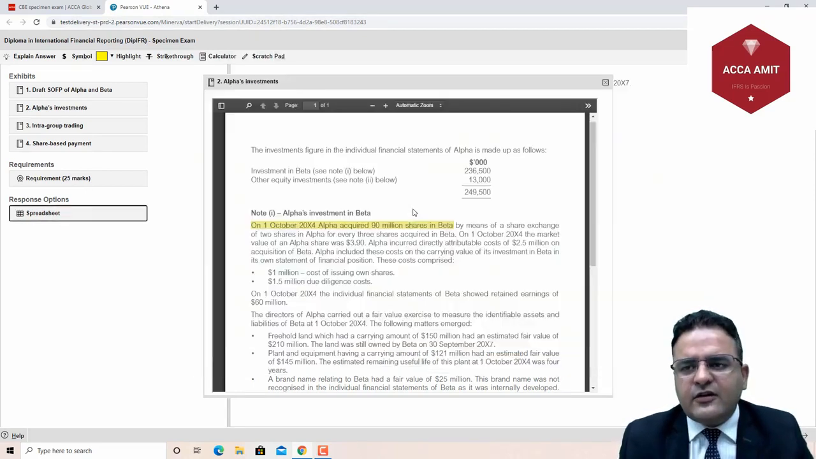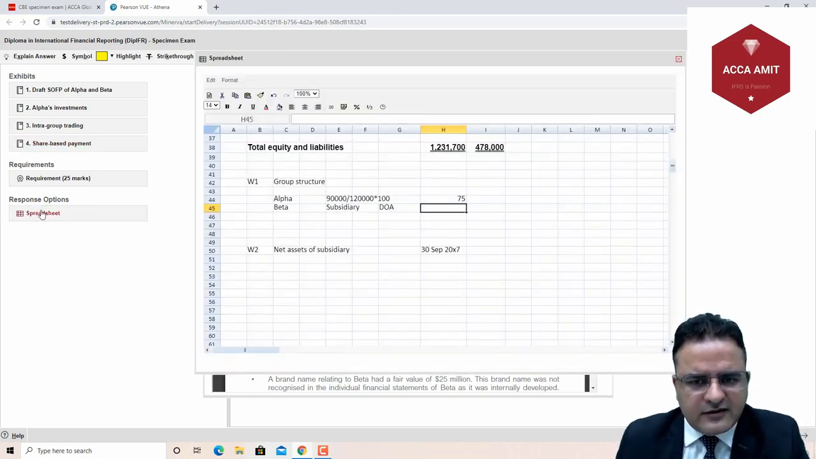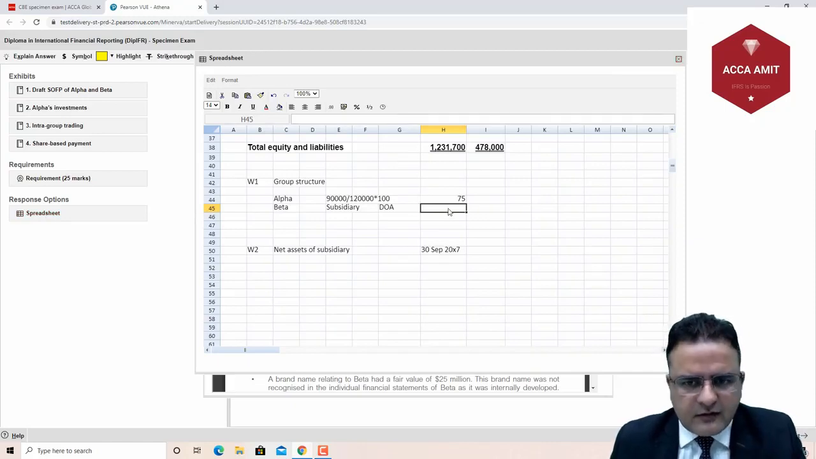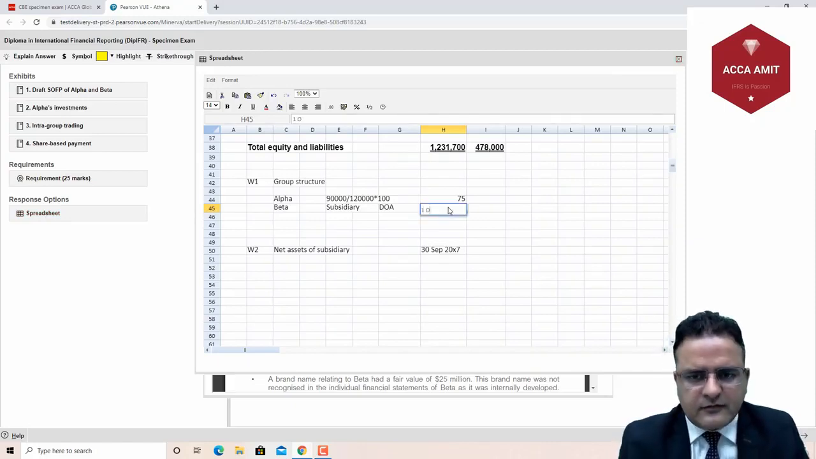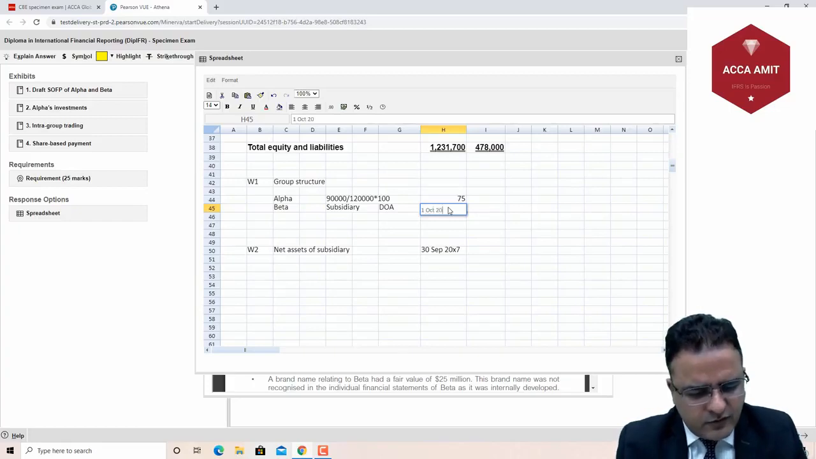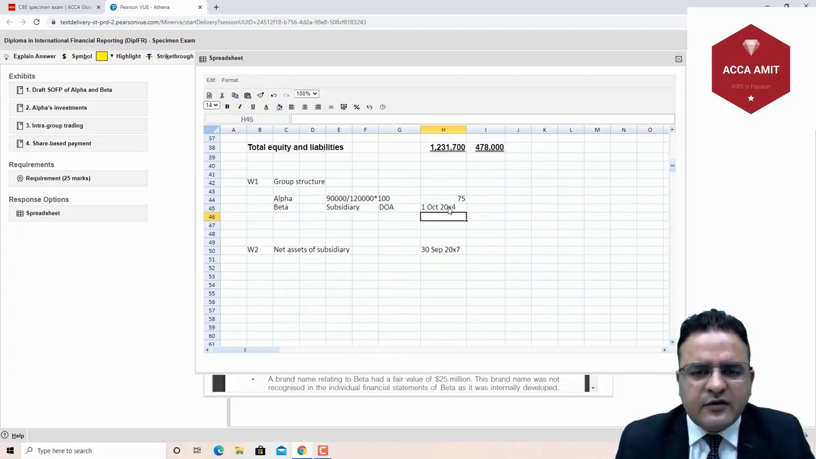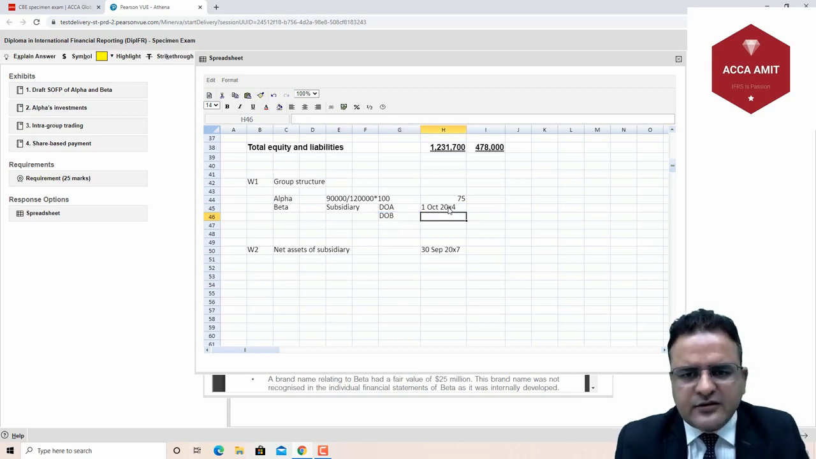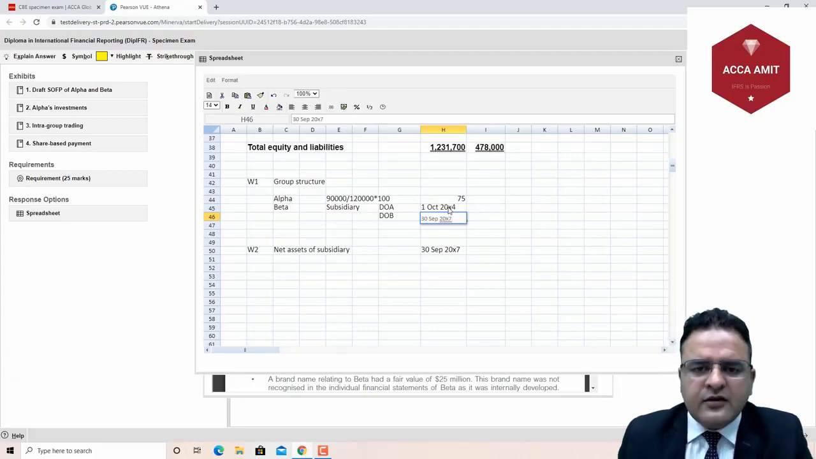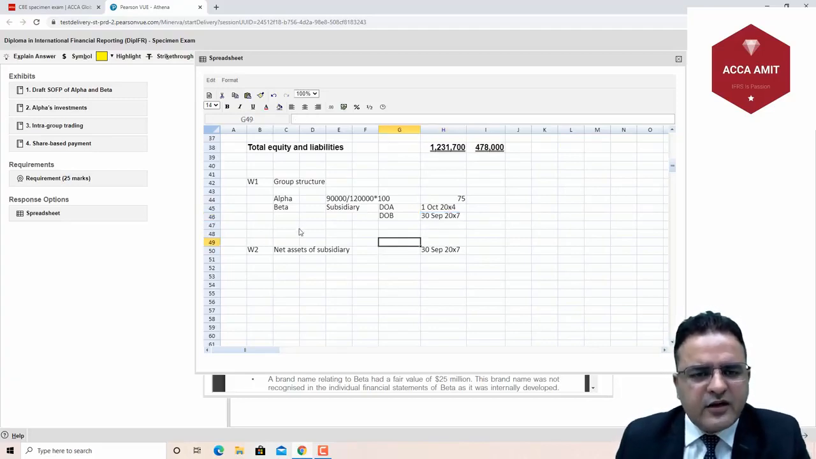The best part is that even if we close this sheet, whatever we have typed in it gets automatically saved. So that's a thank you sign from ACCA that whatever you have done gets saved and you do not have to worry about saving it again and again. So when I click on this, 1st October 20x4 is the date of acquisition. Date of balance sheet, I should give information as 30th September 20x7. So these are the first information we should be providing in working note number 1.